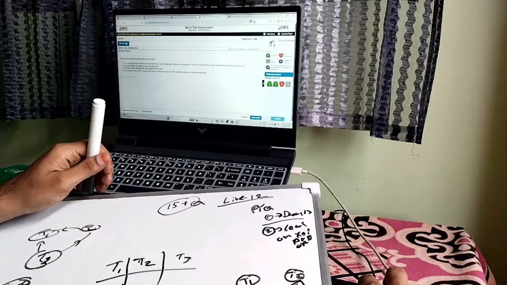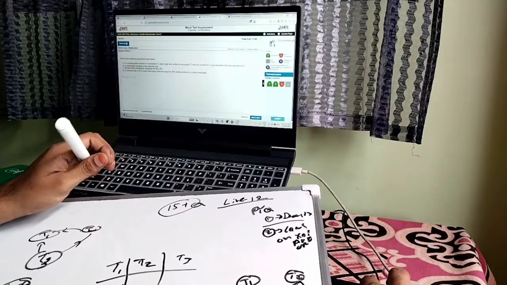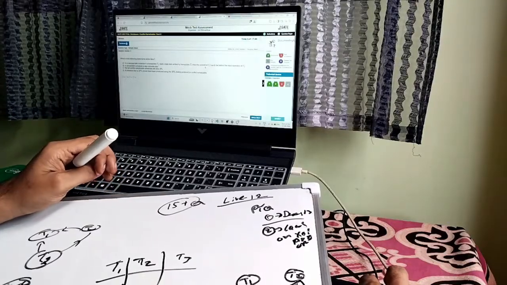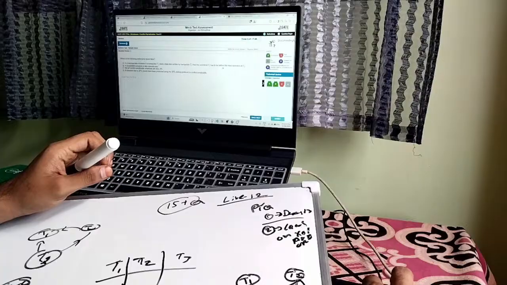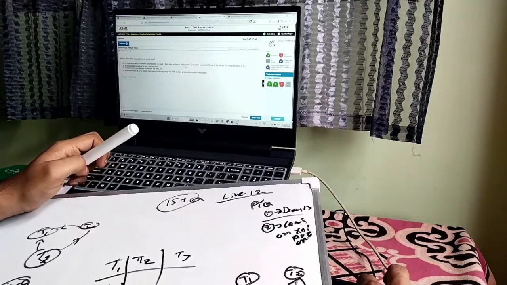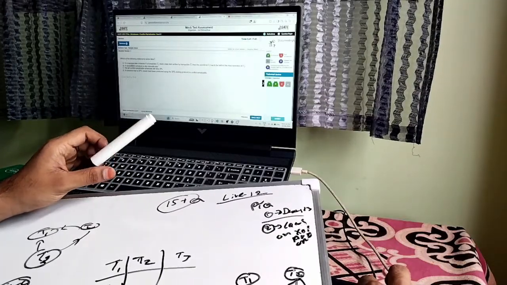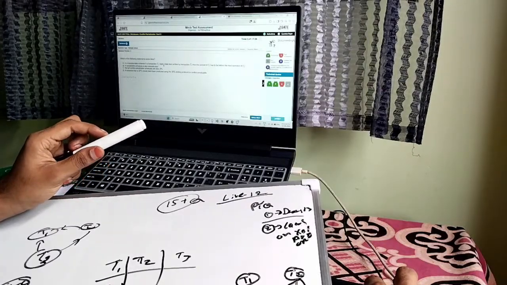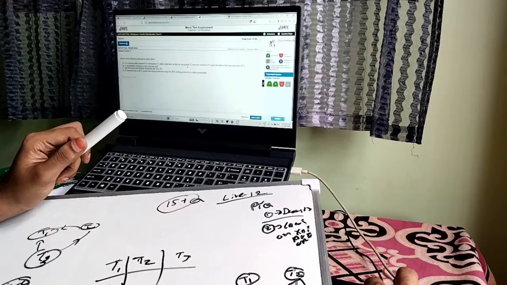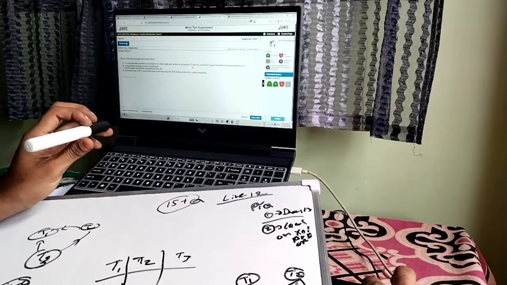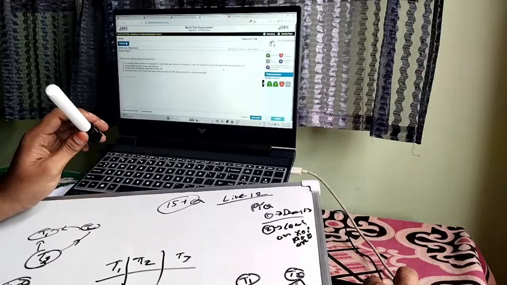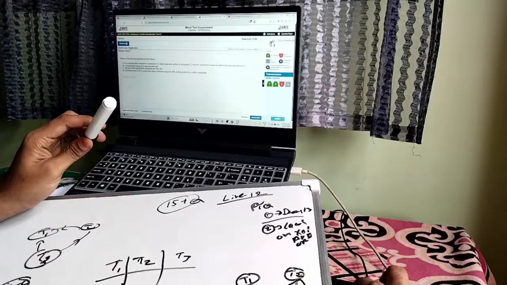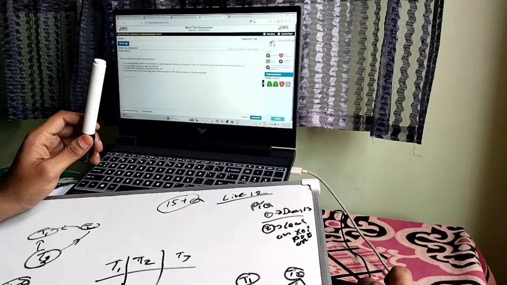In a cascadeless schedule, if a transaction TJ reads a data item written by TI, then the commit of TI has to be before the read operation of TJ. Okay, there are two transactions TI and TJ. A recoverable schedule is also a cascadeless. Okay, I don't know about cascadeless.